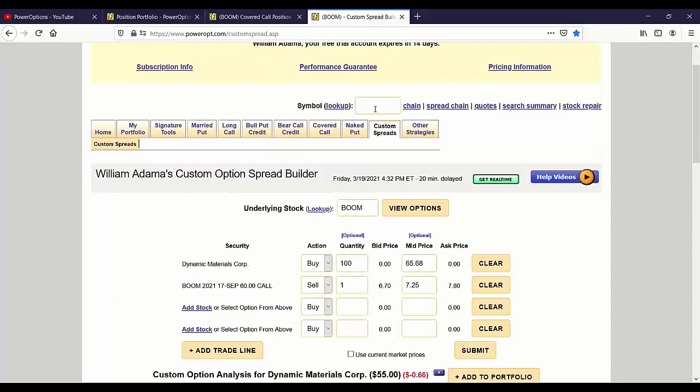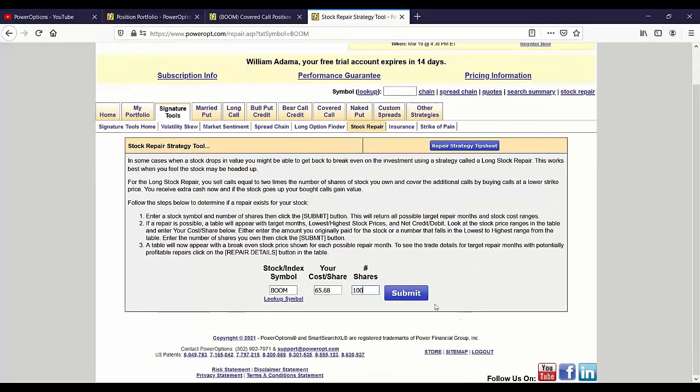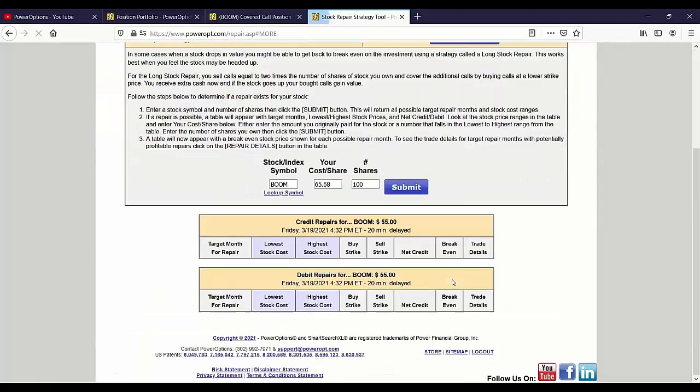Well, it's a neat tool that we have here. And I know, of course, we're going to have a cost basis of 65.68 after my 210 call expires worthless. So I'm going to go here, or I can go under Signature Tools and go to Stock Repair. And we're going to put in 65.68 as our cost and 100 shares of stock. I'm not expecting to see anything here, but we might see something. Always good to check. Drat.